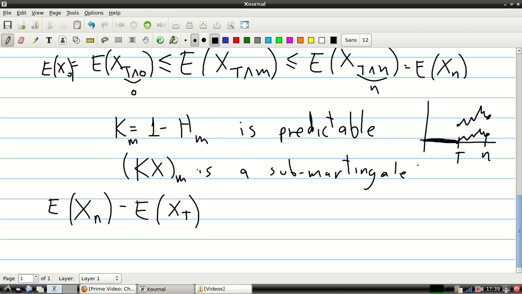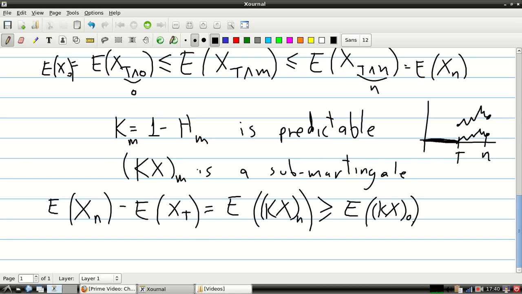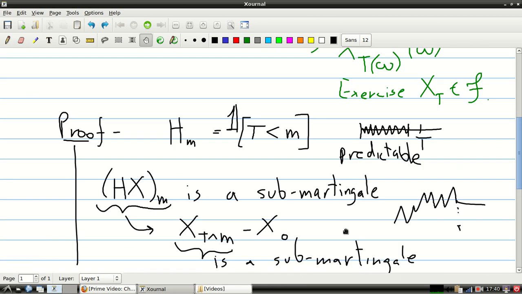So the process kx stays at 0 until time t, and then it follows the increments of x. So this is exactly kx at time n. You see that the jump from t to n is the same in the process x or in the process kx. So we know that kx is a submartingale, so its expectation at time n is bigger or equal than its expectation at time 0. And any stochastic integral at time 0 is exactly 0. So we just proved that x_n is bigger or equal than x_t in expectation. So here we proved this side of the inequality.